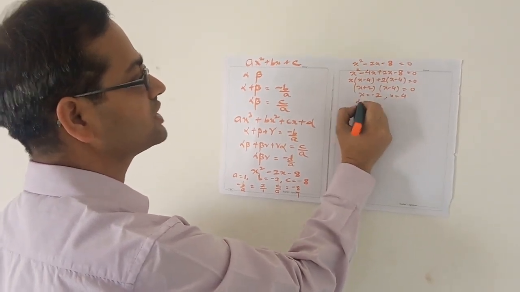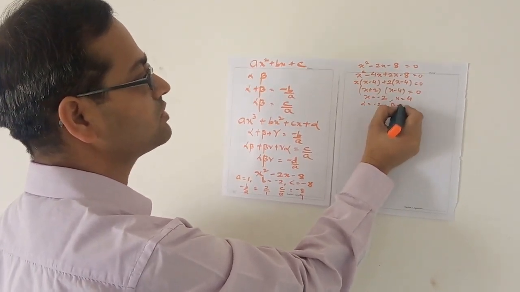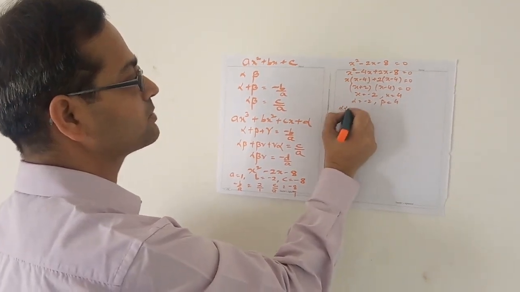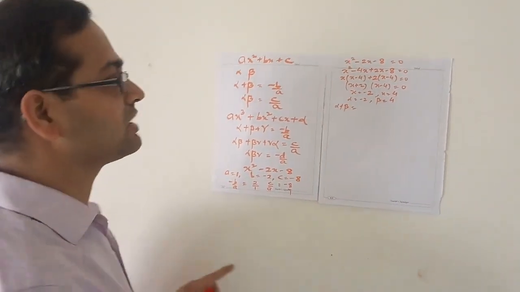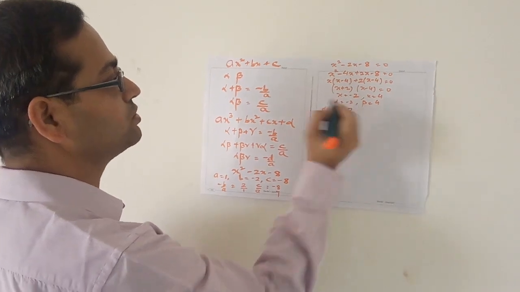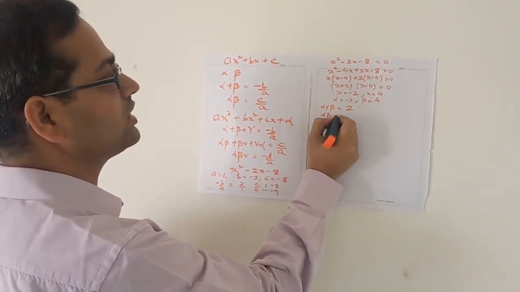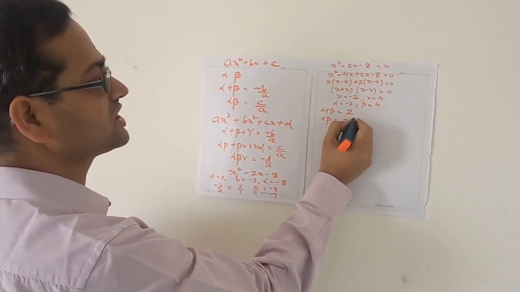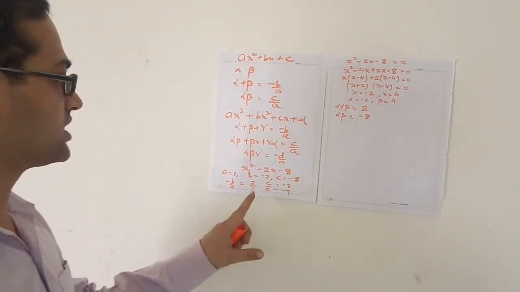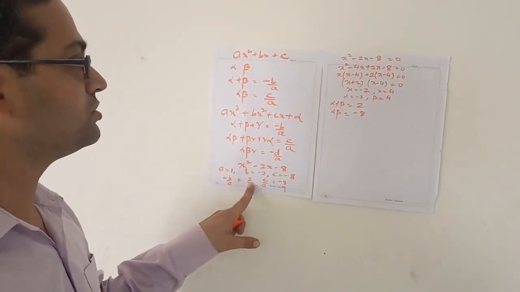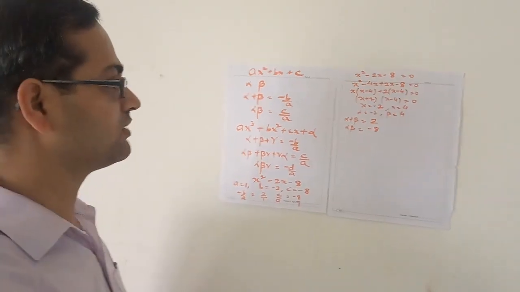So suppose alpha is equal to minus 2 and let beta is equal to 4. So what is alpha plus beta? Alpha plus beta is minus 2 plus 4, it will come as 2. And what would be alpha into beta? This would be 4 into minus 2, this is minus 8. Now you see for yourself, minus b by a is 2 and alpha plus beta is 2. Both the values are equal.